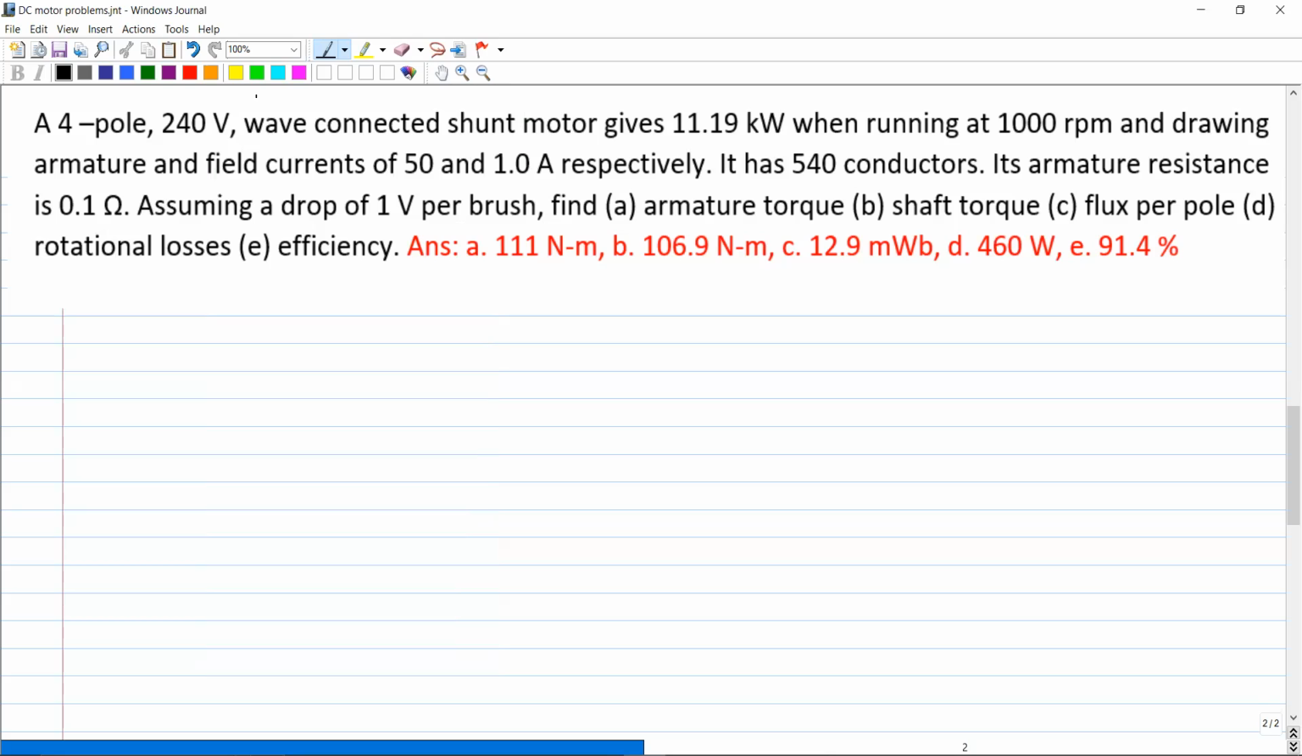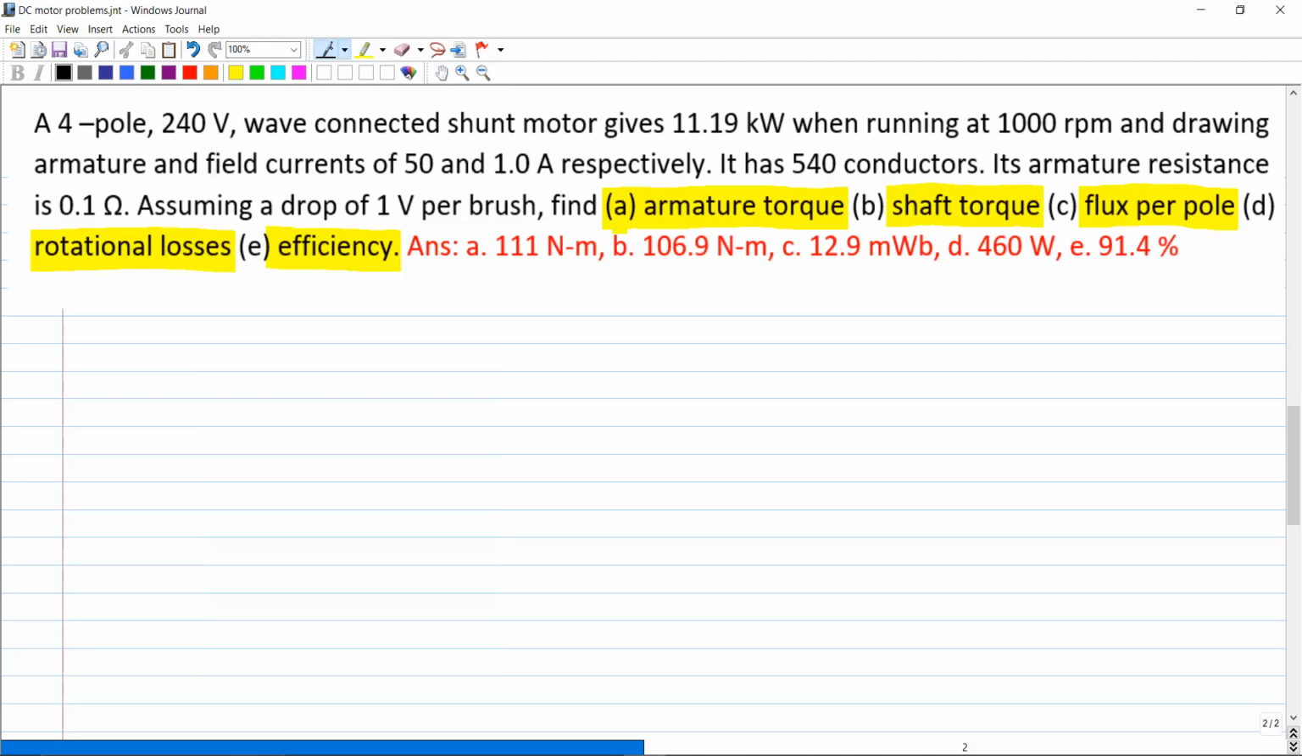Okay, good day. Gawin natin sa video na to, let us answer one random problem about a DC motor. Ang topic natin ngayon: armature torque, shaft torque, kukunin natin yung flux sa motor, kukunin din natin yung rotational losses, and then the efficiency of the motor. So meron tayong, sabihin na natin, four topics na kukunin dito sa ating one problem.